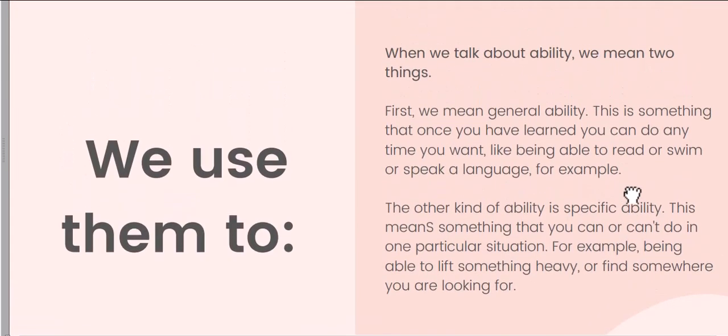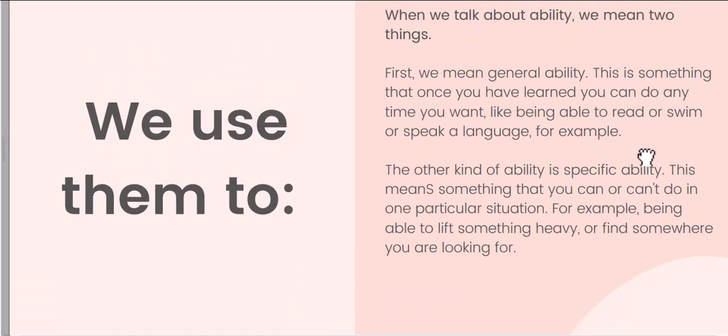And let me tell you when to use the modal verb in the past. When we talk about ability, we mean two things. The first is general ability, like I told you about with the weather, or objects. Once you have learned it, you can do it any time you want, like being able to read or swim or speak a language. The second kind is specific ability. This means something that you can or can't do in a practical situation, for example, being able to lift something heavy or find somewhere you are looking for.